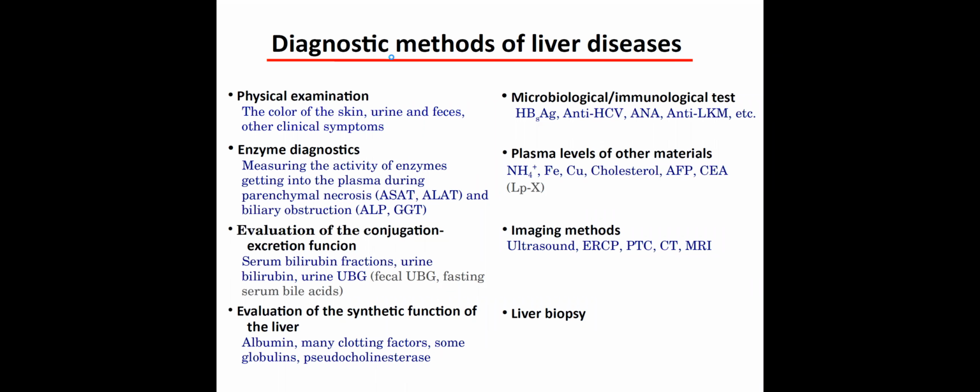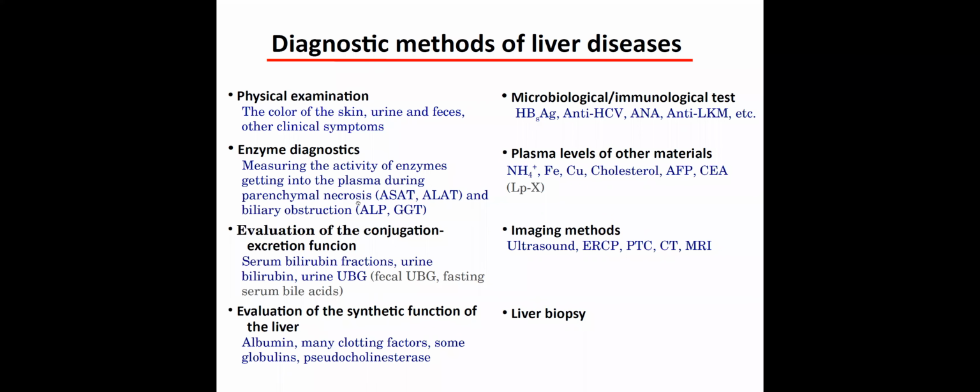Another very important one, as I already mentioned, is the bilirubin metabolism. Whether this bilirubin is conjugated or unconjugated, whether this bilirubin or the metabolite of the bilirubin in the urine, such as the UBG, urobilinogen, or in the feces, how the levels are going to be changed and which increases further, which increases less.